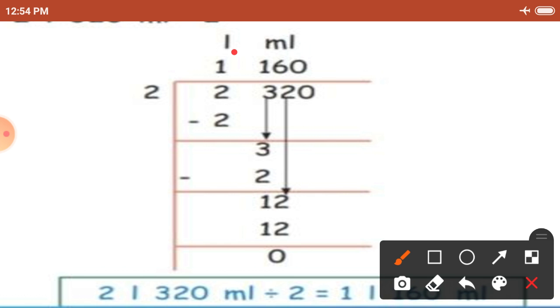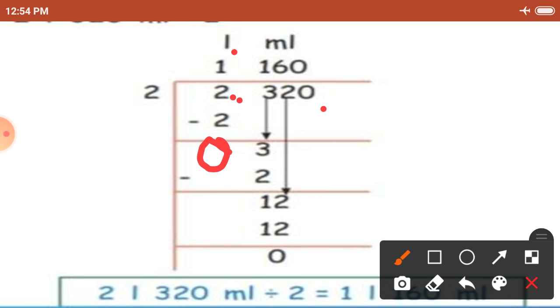So in liters place what will come? 2. And in milliliters place what will come? 320. Now write the divisor, it is 2. So let's divide this number. Take the first number, it is 2. So 2 1s are what? 2. Subtract both of them, you will get the answer as 0. Take out the next, that is 3. Now 2 1s are what? 2. Subtract this, you will get 1.